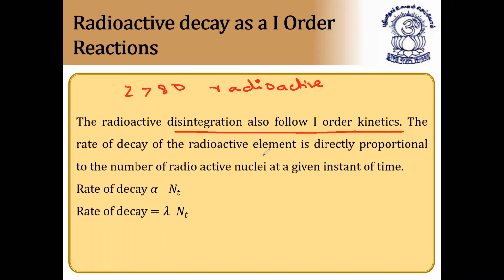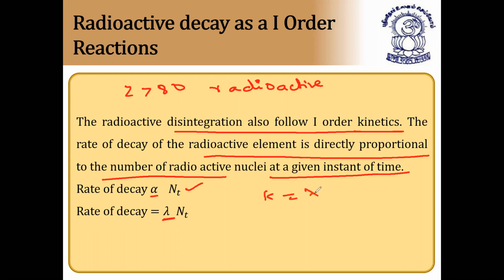So the rate of decay of the radioactive element is directly proportional to the number of radioactive nuclei at a given instant of time. So rate of decay is proportional to Nt, and for removing proportionality we introduce a constant, that is lambda, the decay constant. In normal reactions we use rate constant, and here we use lambda. Here K is called rate constant and lambda is called decay constant. I hope it is clear.